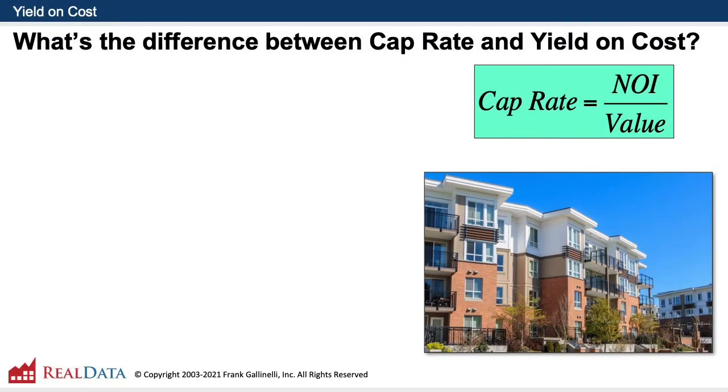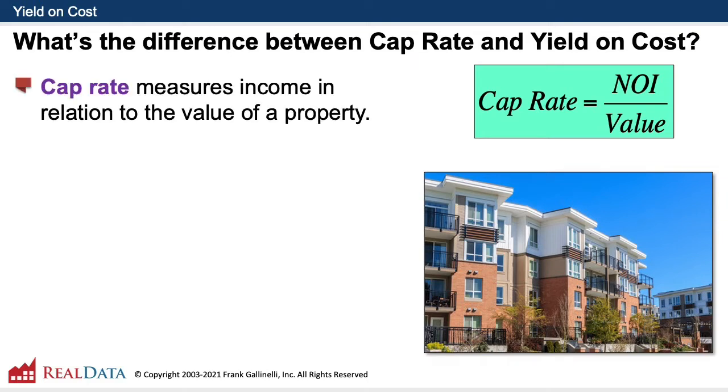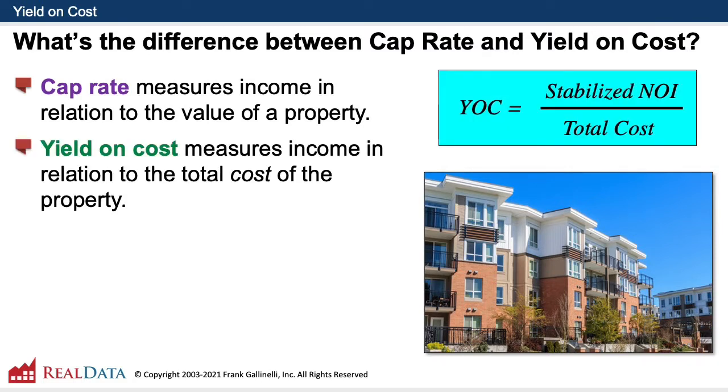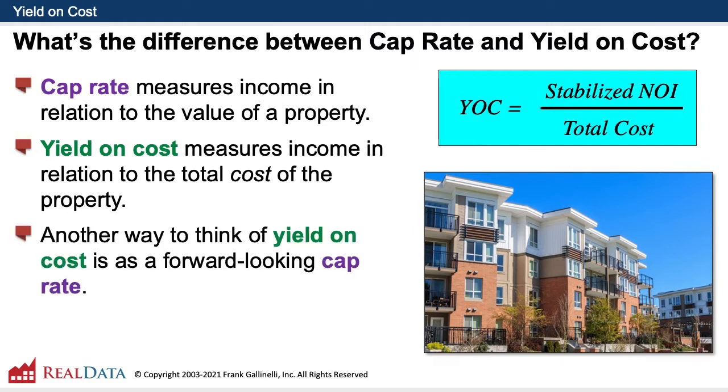So what's the difference between cap rate and yield on cost? Well, cap rate measures income in relation to the value of a property, but yield on cost measures income in relation to the total cost of the property. Another way to think of yield on cost is as a forward-looking cap rate.